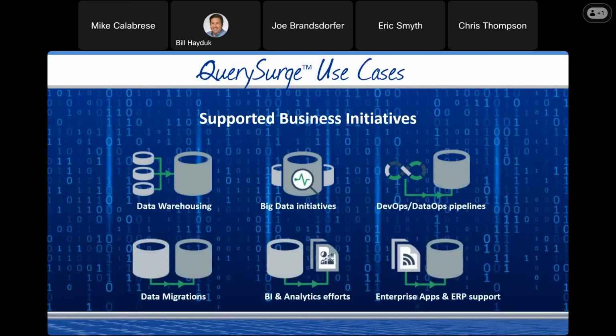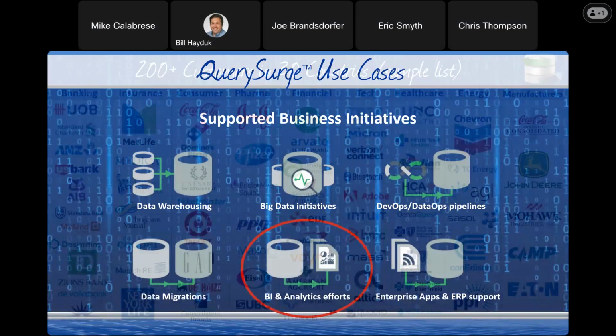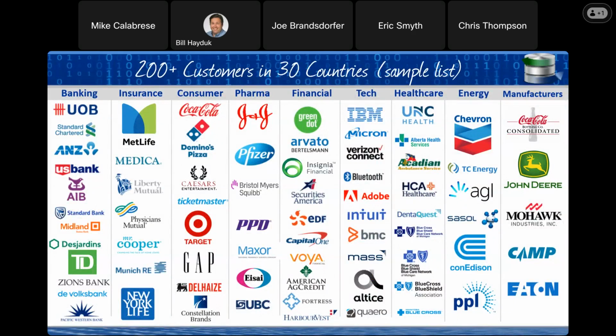QuerySurge has 6 basic supported business initiatives. Today, we'll focus in on testing the BI and analytics efforts and look at how we can help our customers achieve data confidence and data validation in those BI reports. And speaking of customers, we do have over 200 customers in 30 countries all around the world. And the thing I want to point out here is that it's not just focused in on one particular industry or vertical. We have customers all across the spectrum that are utilizing QuerySurge for their data validation and testing efforts.